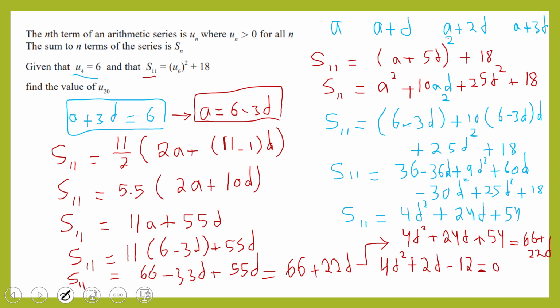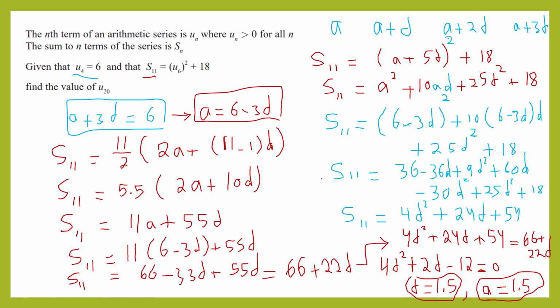If you do factorization, you're going to find d is 1.5. You take the positive value of d, because it was mentioned that the nth term has a positive value. By substituting 1.5 here, 6 minus 3 times 1.5, which is 4.5, gives 6 minus 4.5, so a will be 1.5 as well. Now we got the first term and the common difference: d is 1.5 and a is 1.5.